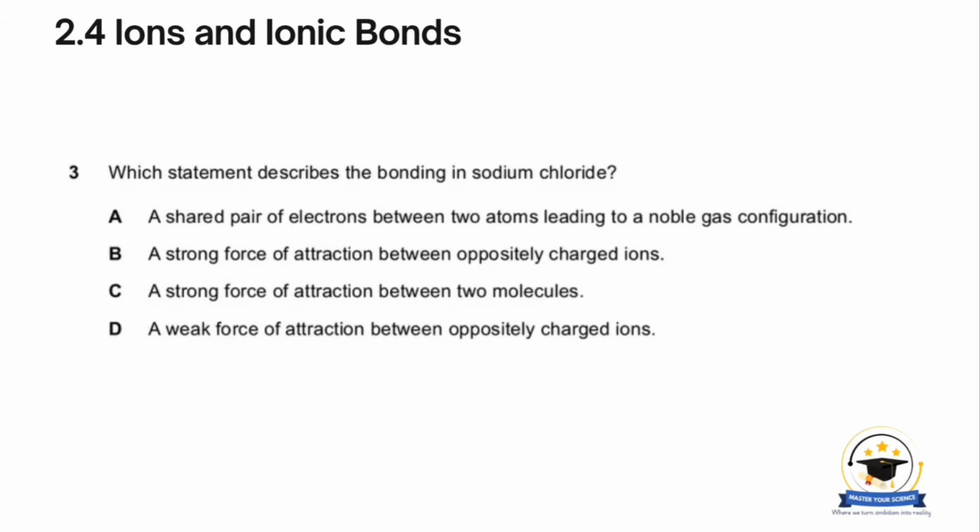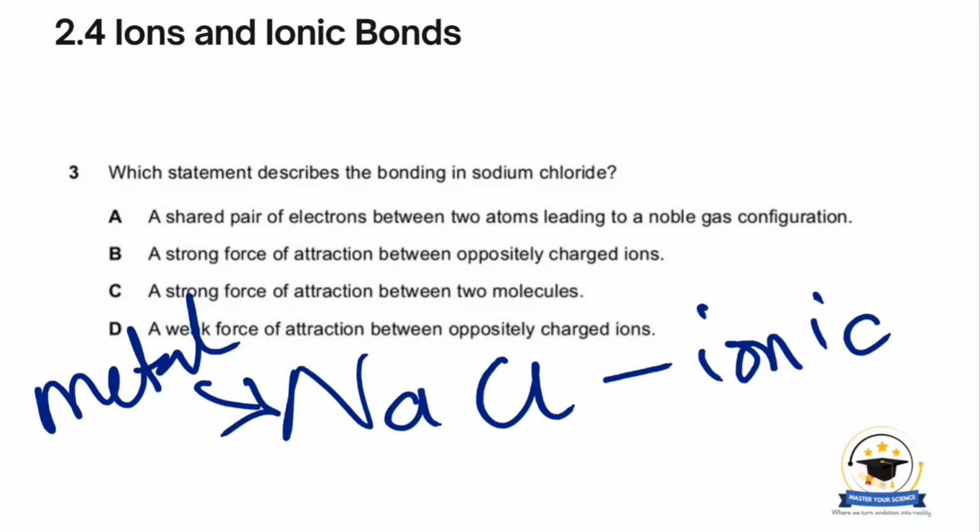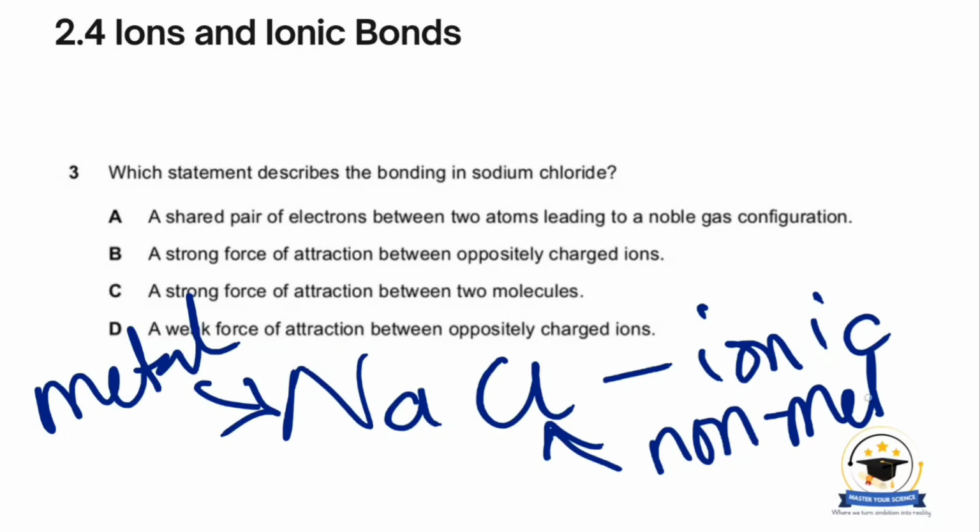All questions that we'll be looking at are taken either from the Cambridge specimen papers or the past exam papers. This question says, which statement describes the bonding in sodium chloride? Sodium chloride is an ionic compound, and sodium is a metal. Chlorine is a non-metal.